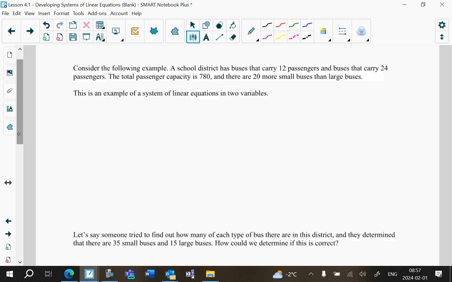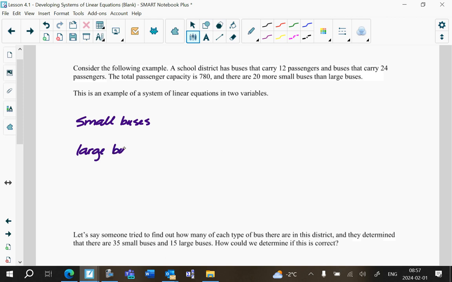Sorry? Be more specific. Yes, but what are the unknowns in this question? What am I trying to find? And? How many large buses and how many small buses? Right, so those are the 2 unknowns. The small buses, I don't know how many there are. And the large buses, I don't know how many there are.